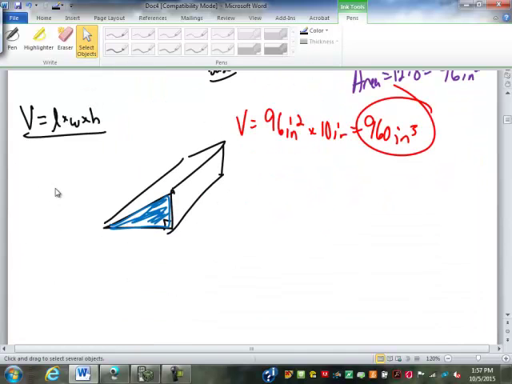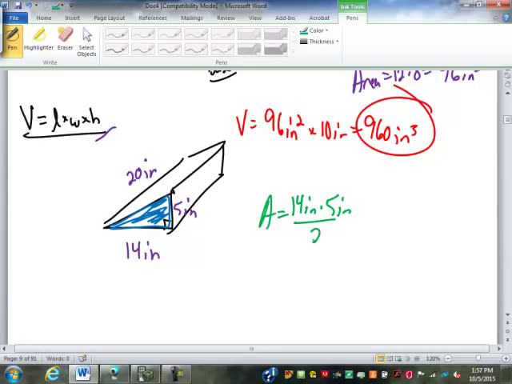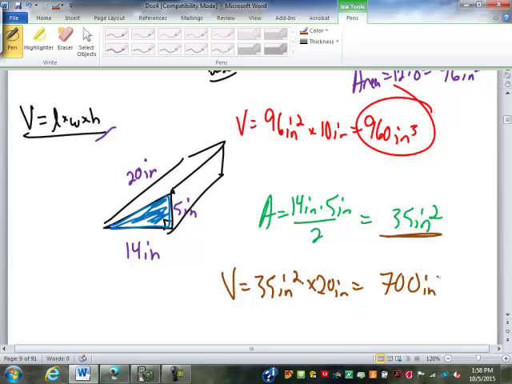So if I wanted to find the volume of this, the first thing I would do is find the area of that base. Let's say this is 5 inches and this is 14 inches, and this is 20 inches here. The area of the base is 14 inches times 5 inches divided by 2 because it's a triangle, which gives us 35 square inches. We take that area of the base, 35 square inches, times 20 inches to give us 700 inches cubed.